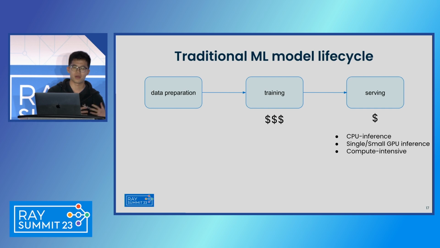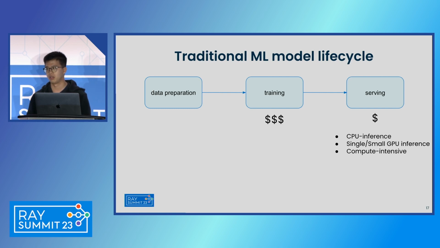For the traditional ML model lifecycle, it consists of several stages, including data preparation, model training, tuning, and model serving. And typically, the most expensive part is the model training because it requires a lot of GPU. And for the serving part, maybe it is not that expensive because the model is not large, so you can use a single or small GPU for the inference.